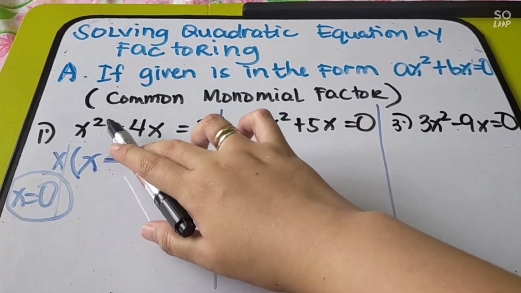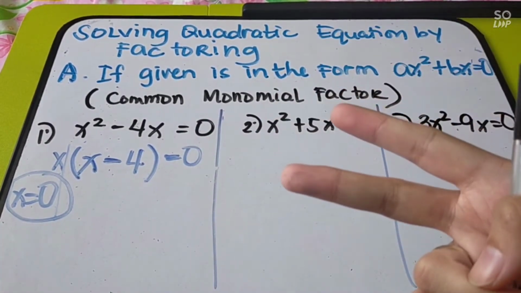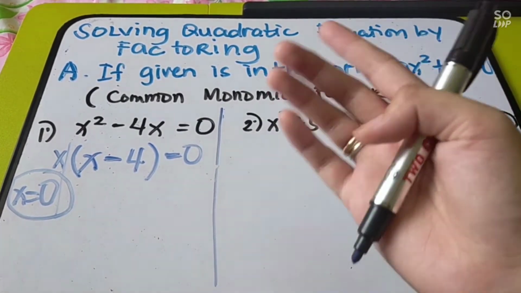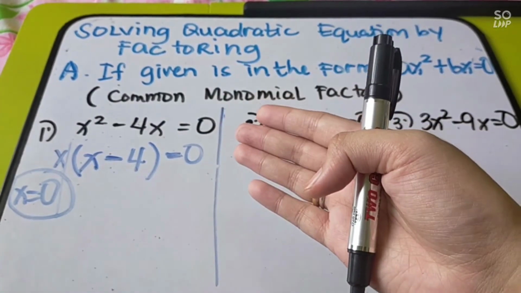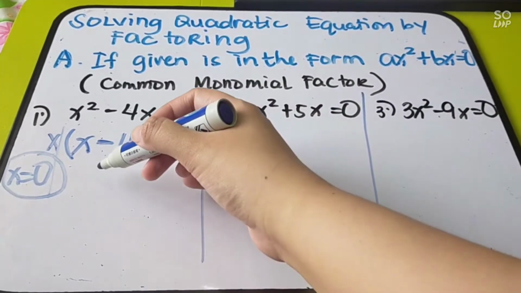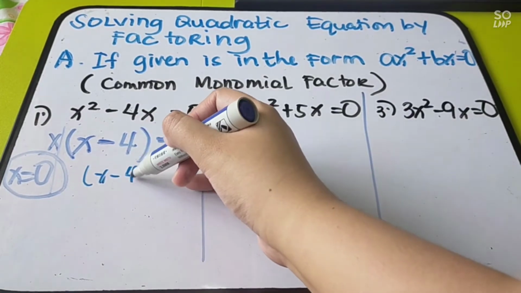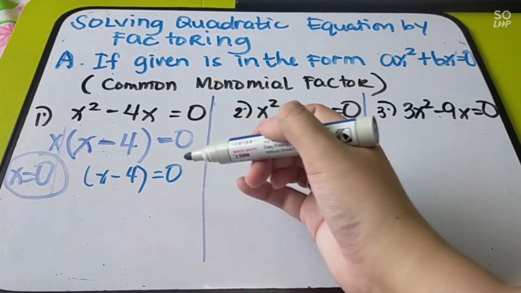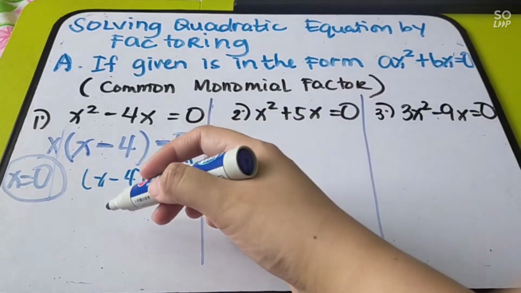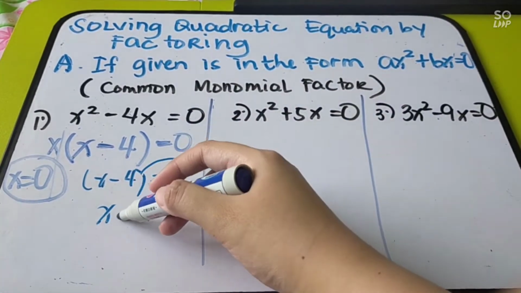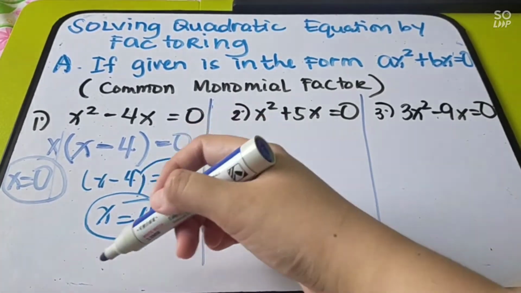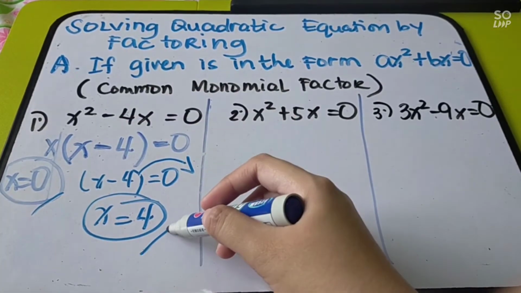Dahil ikaw ay nasa quadratic, kailangan ng x mo laging dalawa. Katulad doon sa ating unang lesson, doon sa by using extracting square roots, laging may positive at saka negative. Tama ba? Then, for the next factor, you have here x minus 4, equate it again to 0. Afterwards, yung 4, just transpose to the other side for us to solve for x. So, your x is equals to, negative becomes positive, we have here 4. So, the answer here is 0 and positive 4.